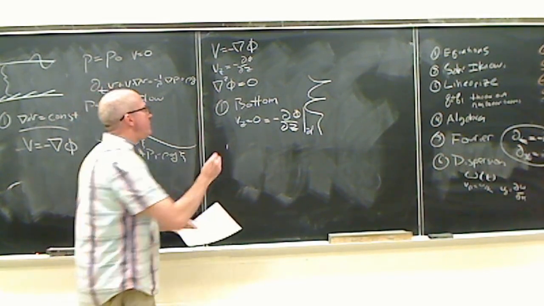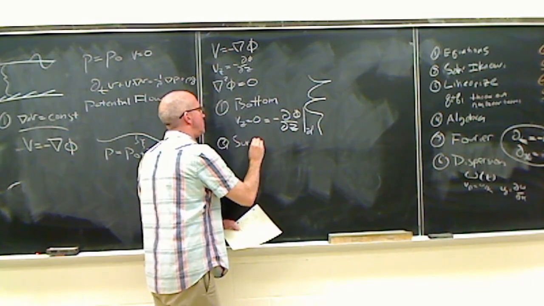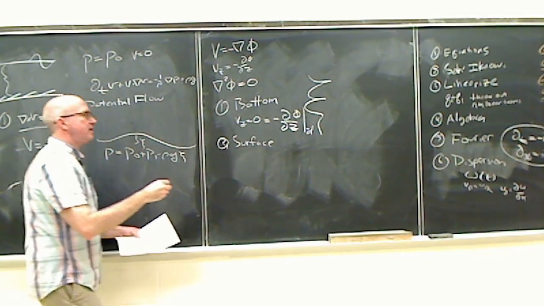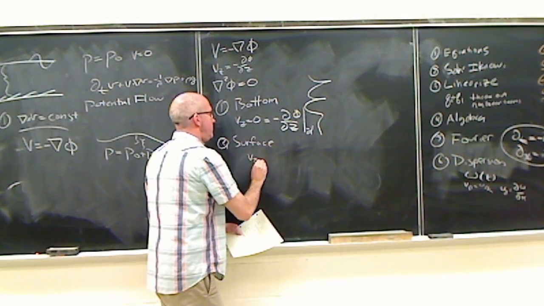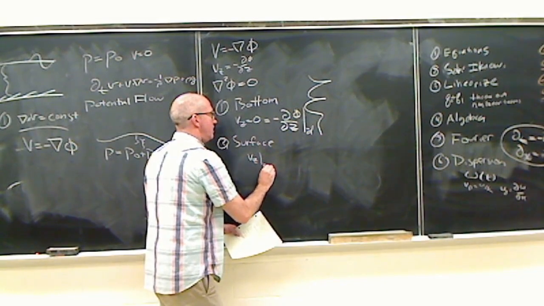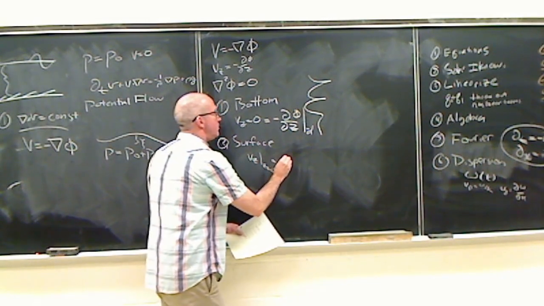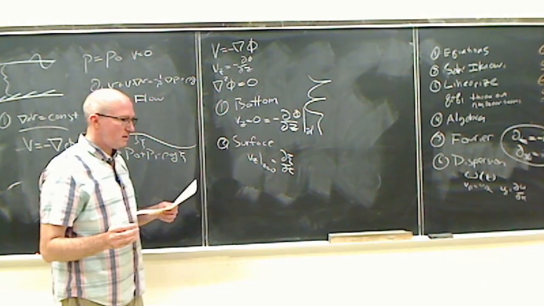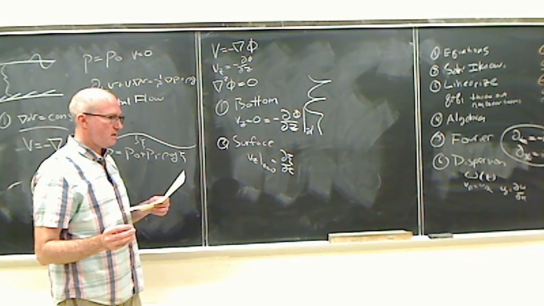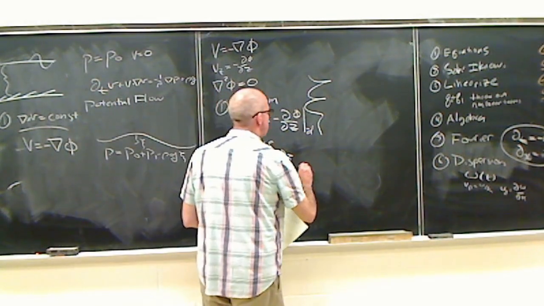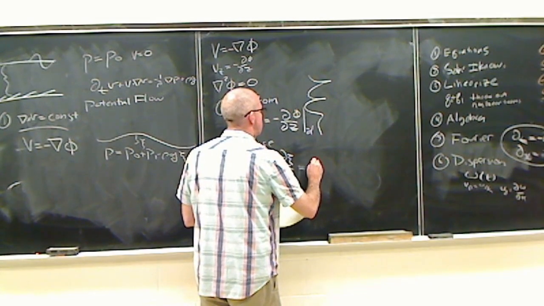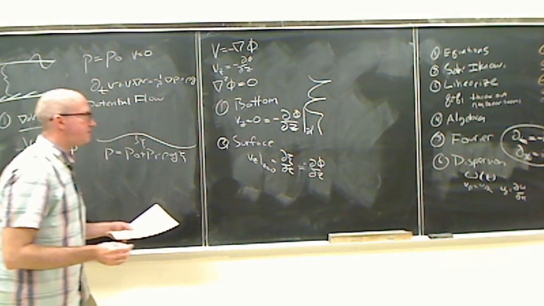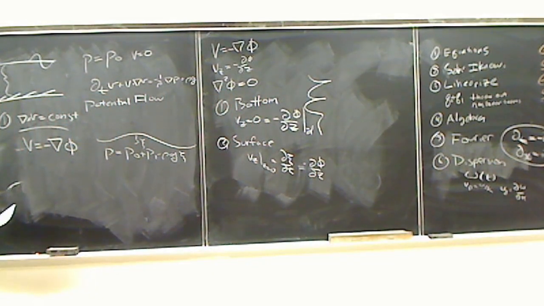And then at the surface, the height of the surface is measured by c. So Vz at the surface, at z equals 0, is equal to dc dt. And this is also equal to minus d phi dz at the surface.